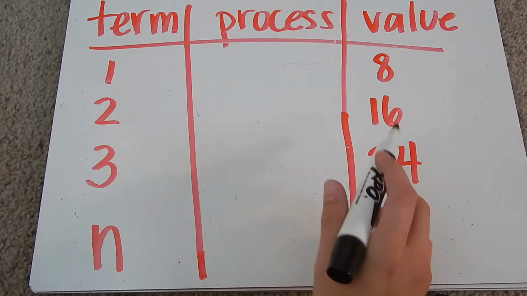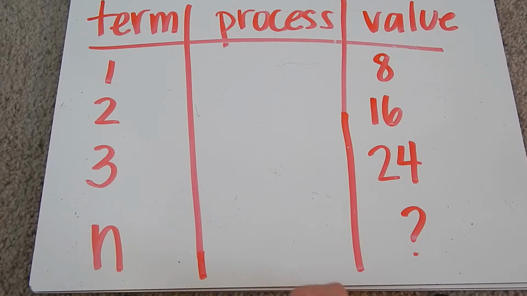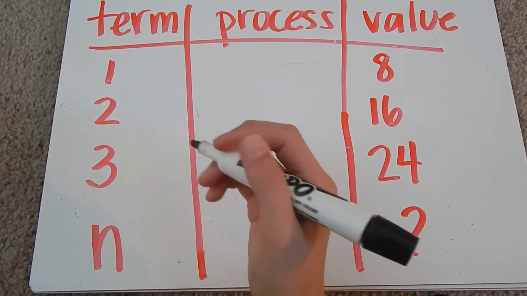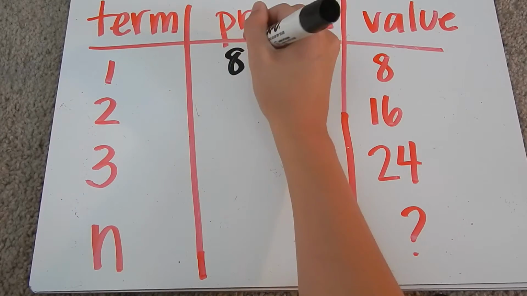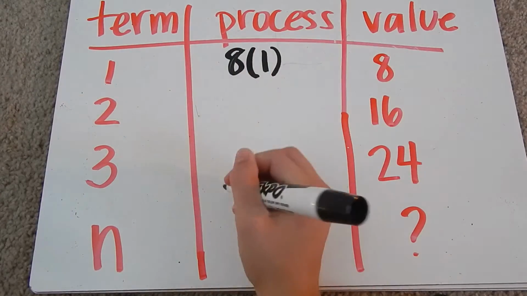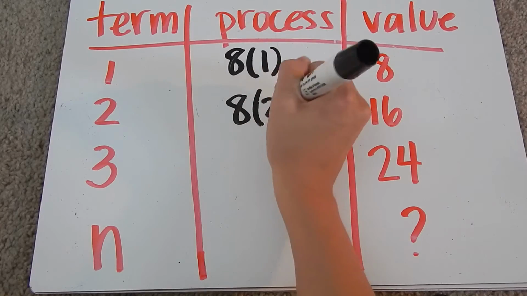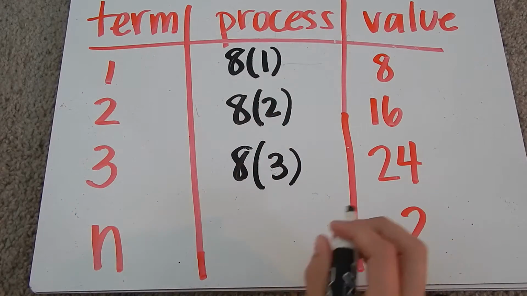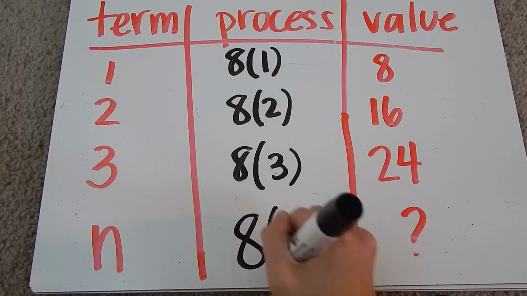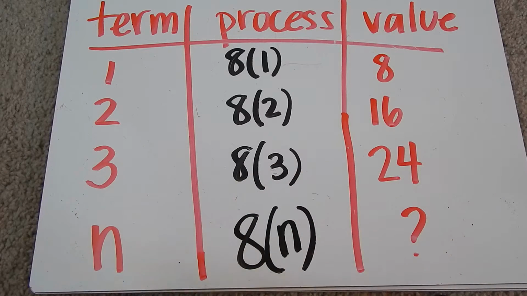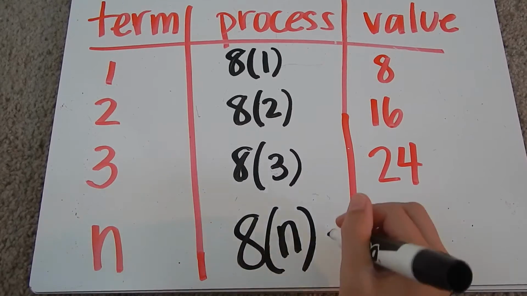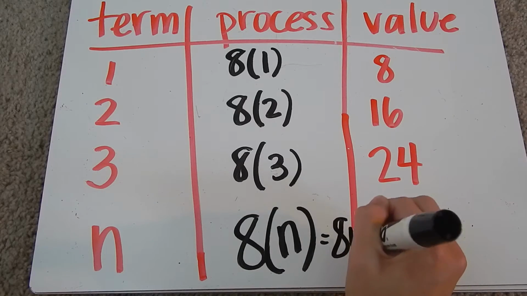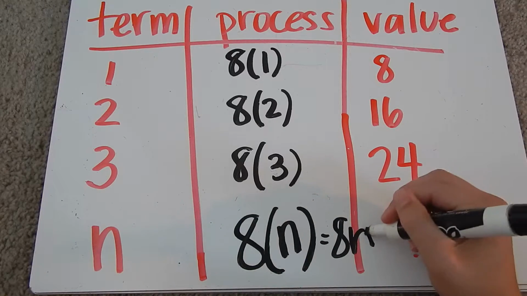So to get from 2 to 16, obviously I don't add 7. I'm multiplying by 8 here. So it's going to be 8 times the term. So 8 times 2 is 16. 8 times 3 is 24. So my nth term would be 8 times n. Or you don't have to draw the parentheses, it could just be 8n.